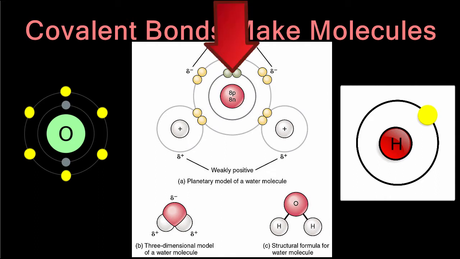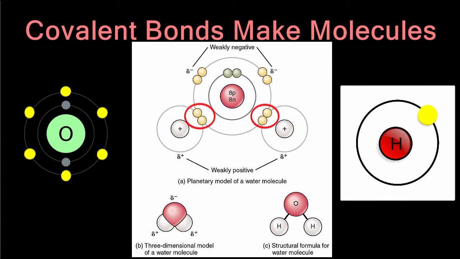You can see that this oxygen atom in the center is sharing 1 pair of electrons with 1 hydrogen on the right-hand side and a second pair of electrons with the hydrogen on the left-hand side. Oxygen now has 8 electrons in its outer orbital. The hydrogen on the right has 2 electrons in its outer orbital, and the hydrogen on the left has 2 electrons in its outer orbital. All of these atoms are happy because their outer energy level, or orbital, is full.